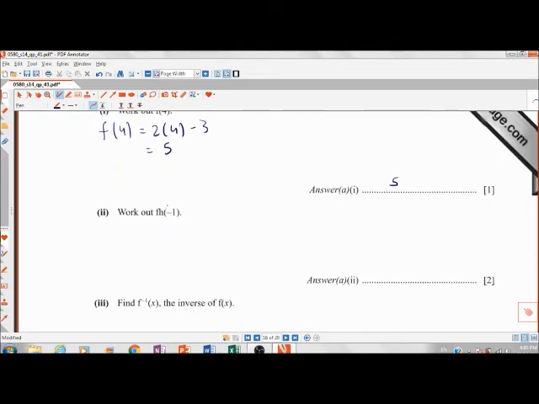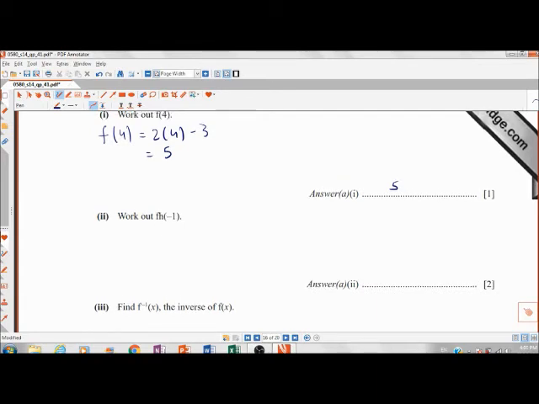Okay, work out fh(-1). So there's an easy way to do this. There are two ways. First, put h in f and then substitute x with negative 1, or you can just substitute negative 1 in h and then you'll get a value, substitute that value in f and you'll get your answer. This is the easiest way.